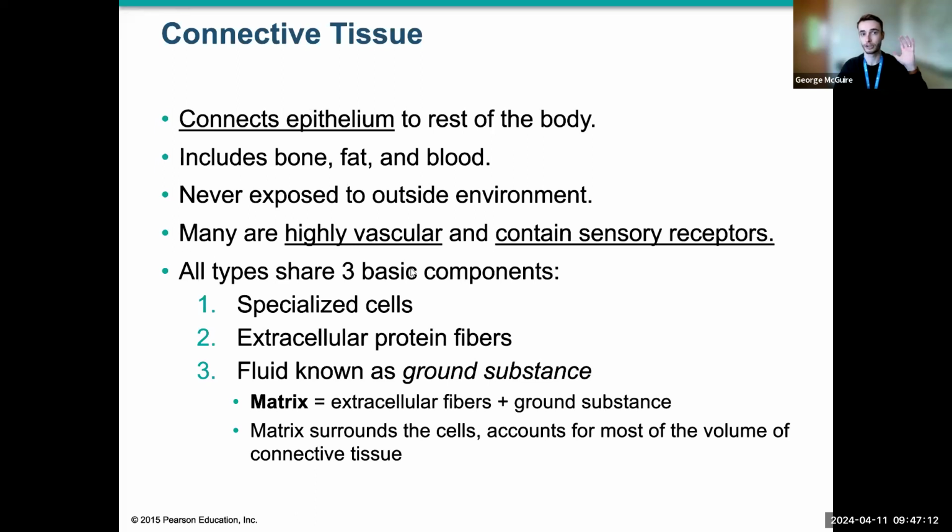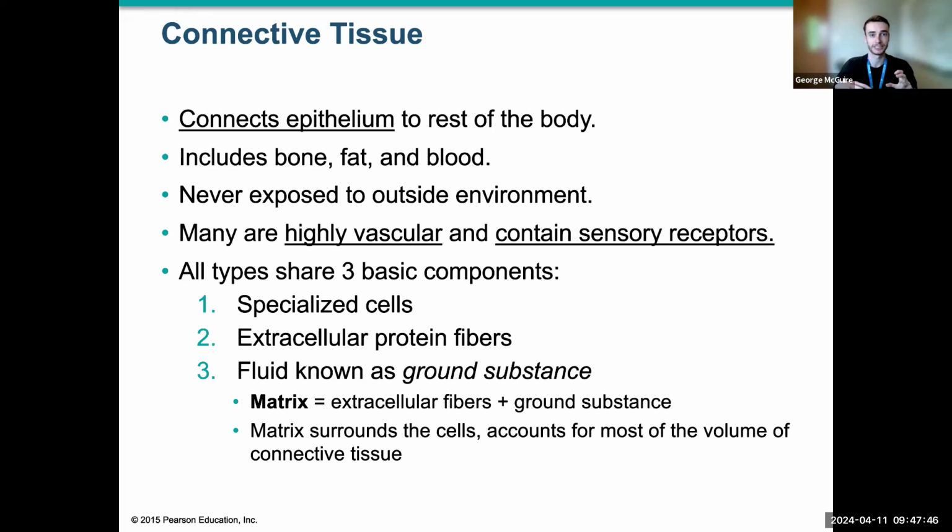Whereas epithelia were basically all composed of just cells, with our connective tissue, we not only have the cells, but we have lots of fibers and fluid surrounding those cells. Together, all of the organic and inorganic components surrounding the cells in connective tissue is referred to as our matrix. That matrix is going to have protein fibers, providing a lot of that flexibility and structural support, as well as ground substance, which is going to vary greatly in our different connective tissue types.